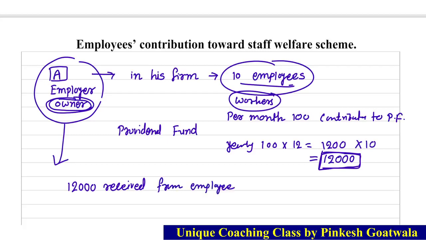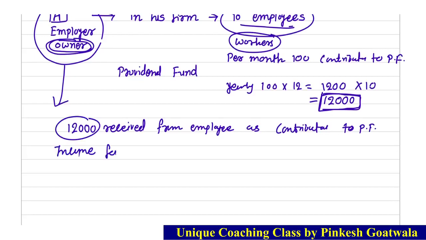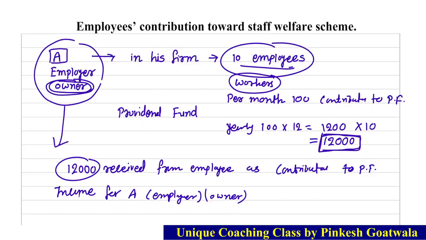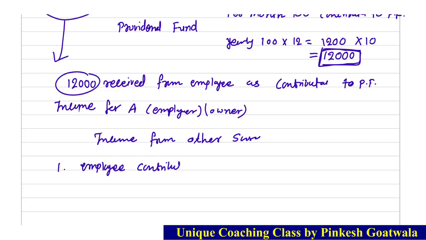Every year 12,000 is received from employees as contribution to PF. So this is the income for A, the employer, that is the owner. It will be called income because he received 12,000, and when he prepares his statement he has to show it under income from other sources: employees' contribution to PF 12,000. It is taxable.